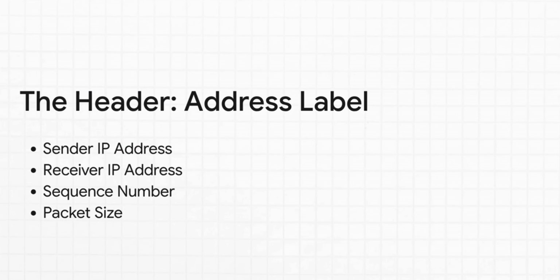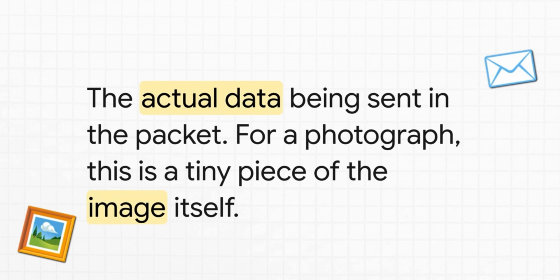So, the header, that's your address label. It's got the sender's and receiver's IP addresses, which are basically the digital version of a street address. But here's the really crucial part. It also has a sequence number. Think of it like page 1 of 1,000. This is how the computer on the other end knows exactly how to put the photo back together in the right order.